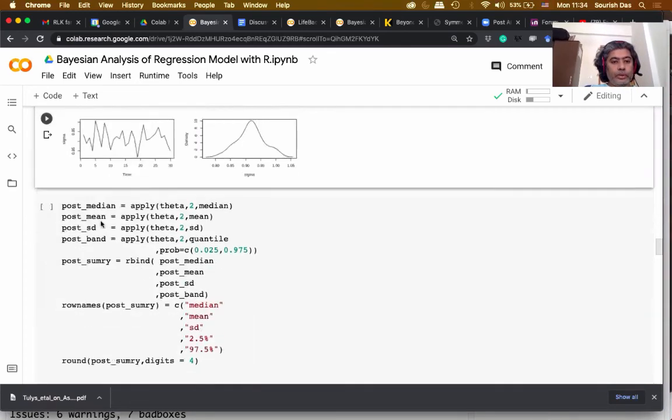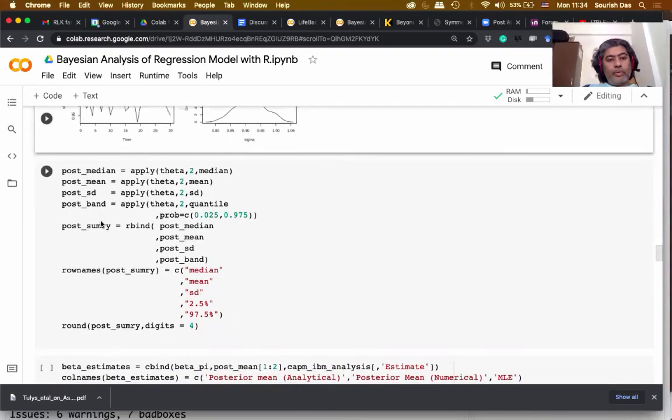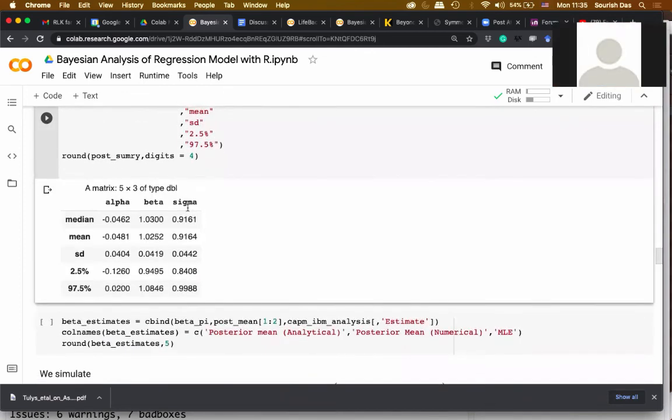All right. Now I'm going to compute the posterior median, posterior mean, posterior standard deviation, and the 95% band. I combine all these things as a posterior summary, and then I'm going to present this posterior summary. So this is the posterior median, this is the posterior mean, and these are the posterior confidence intervals.